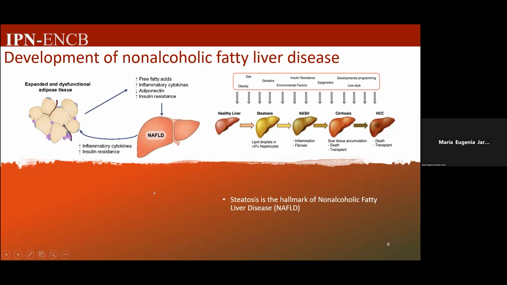One of the effects of the increase of the adipose tissue is the development of non-alcoholic fatty liver disease. This is caused by increased fatty acids, inflammatory cytokines, reduced adiponectin, and increased insulin resistance in the liver. This causes changes in the functionality of the liver and promotes steatosis, non-alcoholic steatohepatitis, liver cirrhosis, and finally cancer or death.